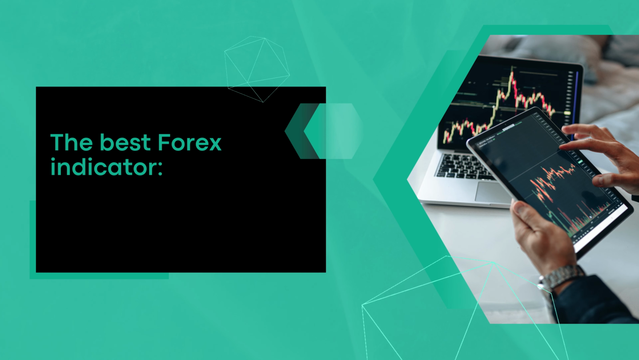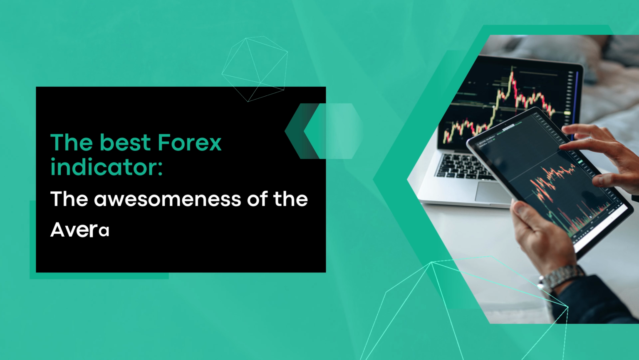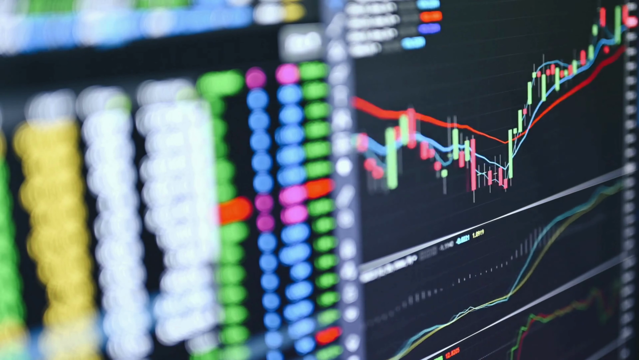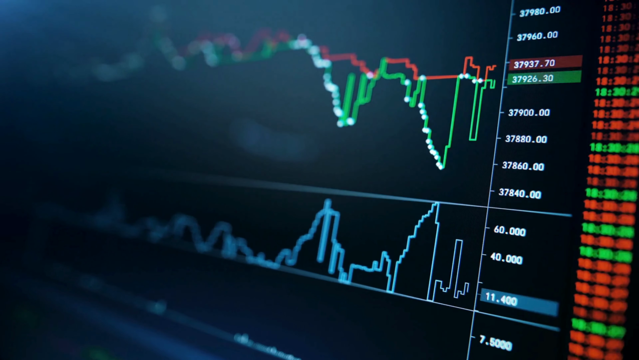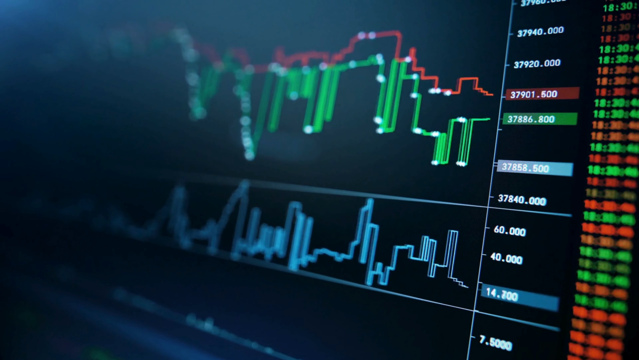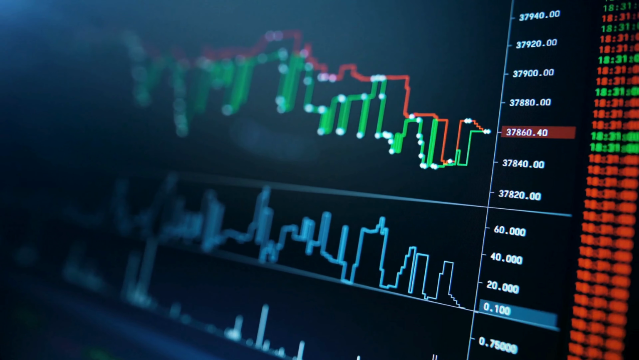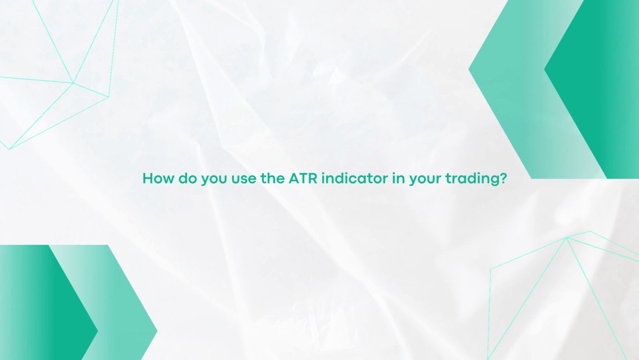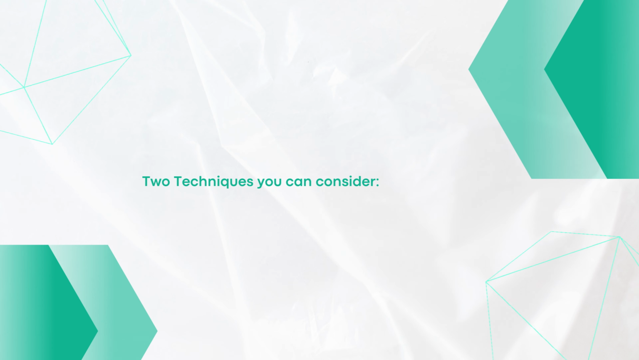The best Forex indicator. The awesomeness of the average true range. The average true range is an indicator that measures the volatility of the market. When the average true range has a low value, it means the market has low volatility and vice versa. So the question is, how do you use the average true range indicator in your trading? Well, here are two techniques you can consider.